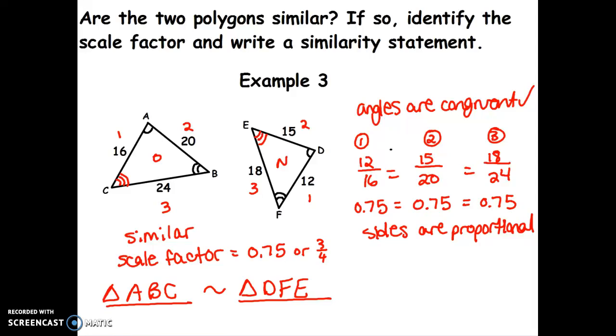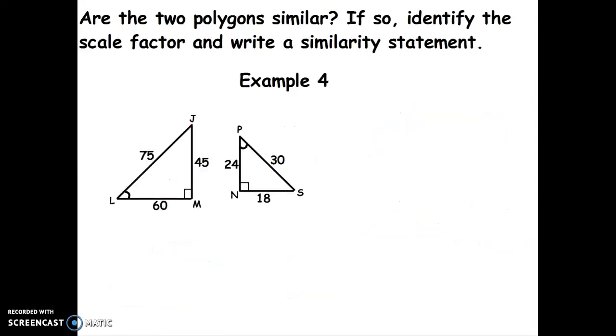All right, and let's look at our last example, example 4. So this one is similar to the last one. We have two angles marked. Now, if these are both 90-degree angles or right angles, then that tells us that they are the same angle measure, which is congruent. And we know that automatically by default, these third angles are also congruent. So we see that our angles are congruent.